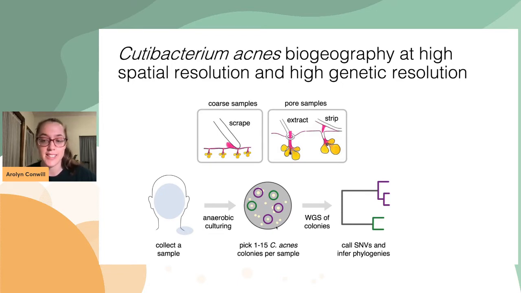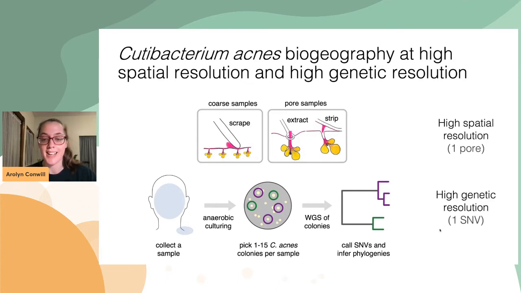The key here is that the sequencing of a single colony gives us information about the whole genome of a single cell in our original sample. And so this sampling process altogether yields multiple full C. acnes genomes from within single follicles. This culture-based approach is critical because it allows us to determine whether pairs of mutations occurred on the same genetic background, which wouldn't be possible with metagenomics. So altogether, this means that we have high spatial resolution down to a single skin pore and high genetic resolution down to a single nucleotide variant, or SNV, across the whole genome.